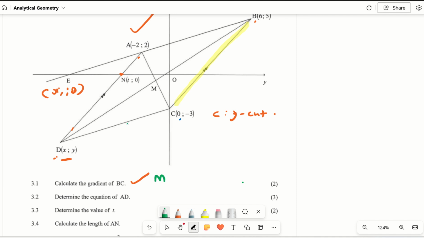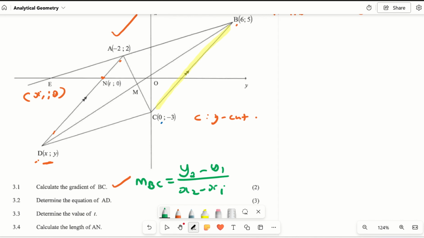M BC equals. Can you guys tell me the gradient formula? Proper stuff. It's one of the most famous chorus lines in maths, the gradient formula.